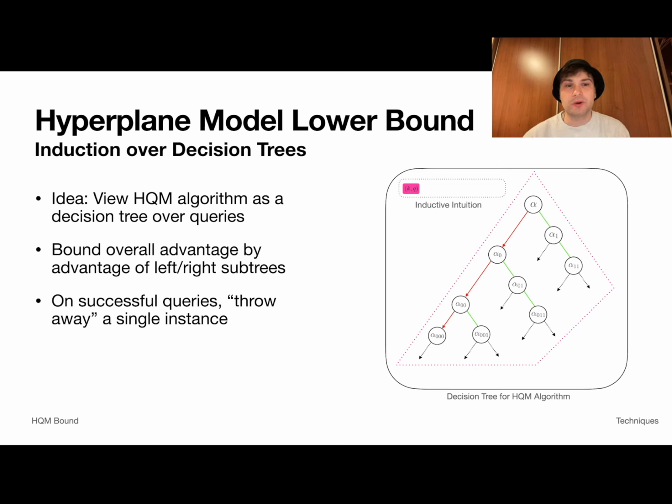What we're able to show by viewing this as a decision tree is we're able to split up the advantage into the left-hand subtree and 2 copies of the right-hand subtree with an extra query. However, importantly, as you can see here, when we move to the right-hand subtree, we're additionally getting rid of one of the independent instances. That is to say, if an algorithm is able to guess a hyperplane which contains the hidden point, we are revealing the value of an entire instance. Luckily, however, this is enough, and the induction is still able to go through.